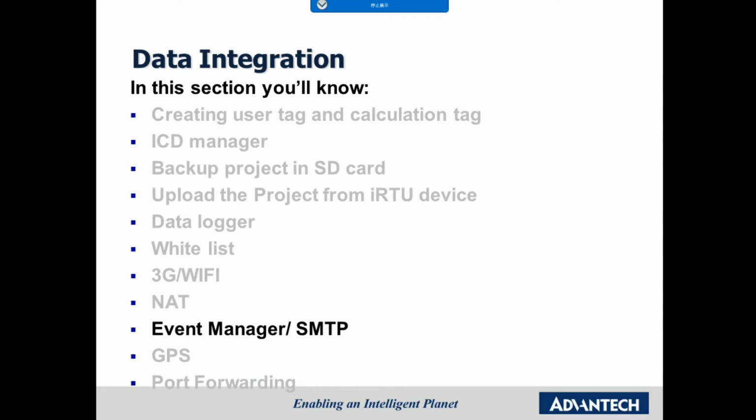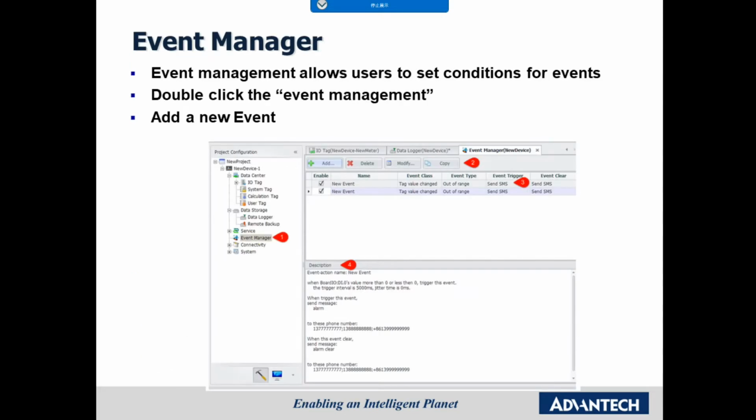We introduce Event Manager SMTP settings as below. Event management can allow users to set conditions for event. Double-click the Event Management node to open the Edit page. You can add, delete, modify, or copy an event. The event you have added will be displayed in the list.